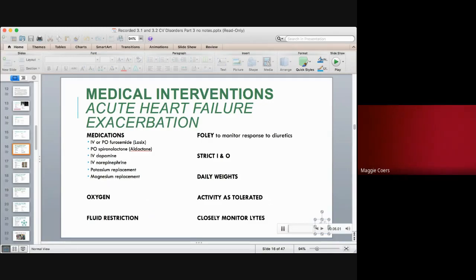So medications for heart failure are those listed on the slide. We give IV or PO Lasix. IV is the preferred route initially, but then we can convert over to PO. With Lasix, we want to give the least amount possible to get the best response. Once we get that best response, that dose, once it kicks in at the best response, then we keep that particular dose.